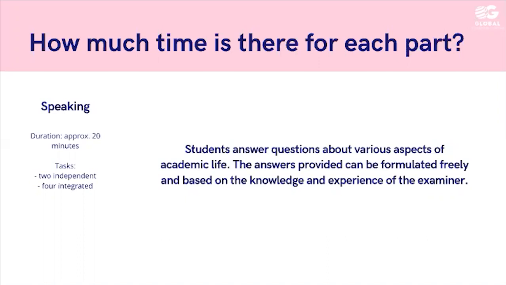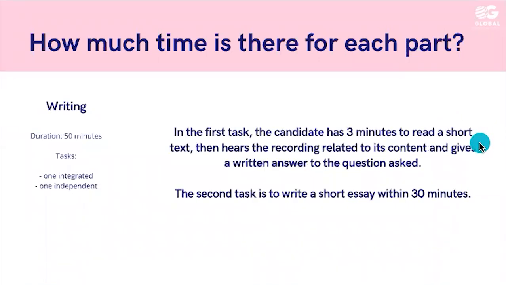So in the last 2 integrated tasks, students have to listen to long texts and then summarize them and express their opinion on the topics contained in them. And then we will move on to writing, which is quite long, around 50 minutes, well, maximum 50 minutes. You get 1 integrated and 1 independent task.